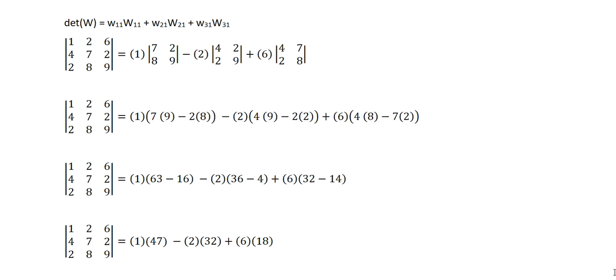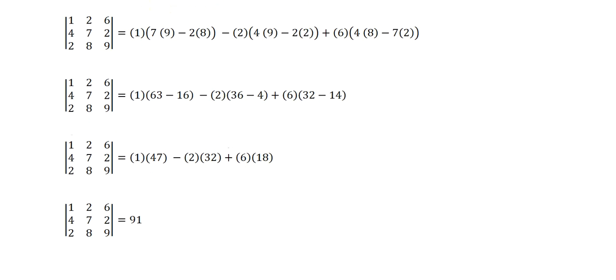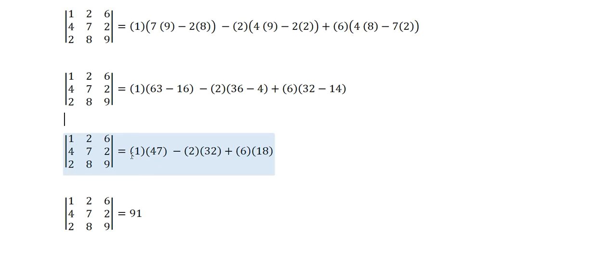And we're going to continue evaluating everything inside those parentheses. We'll end up with 1 times 47 minus 2 times 32 plus 6 times 18. It turns out that the determinant of that matrix W is equal to 91.